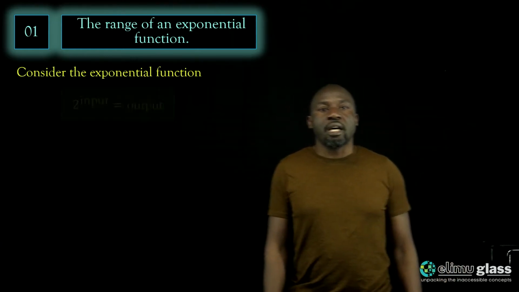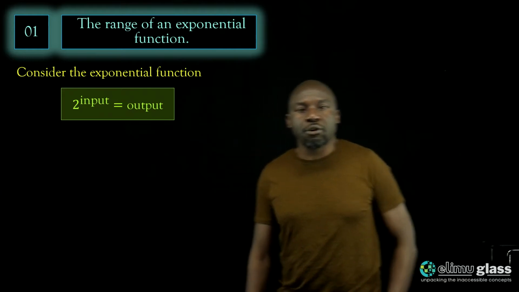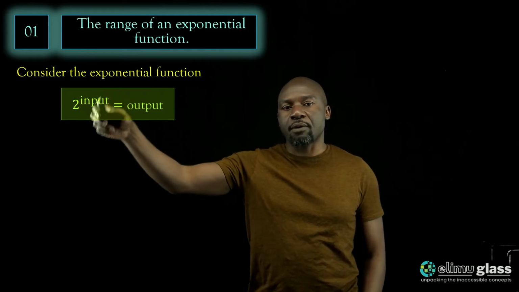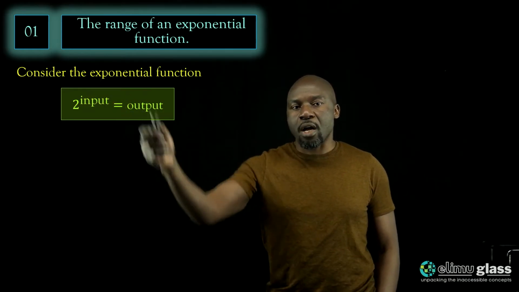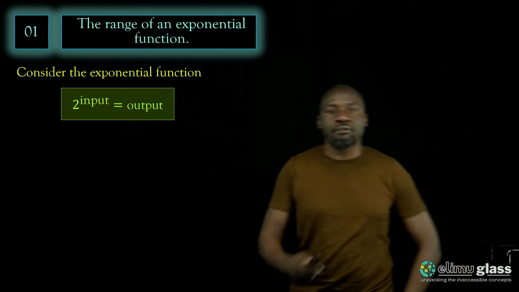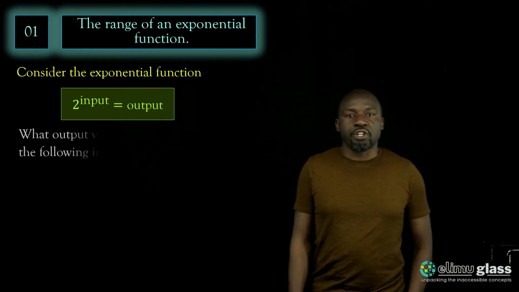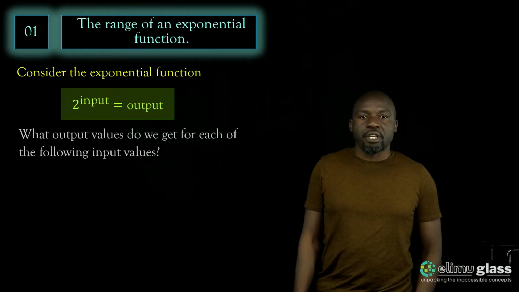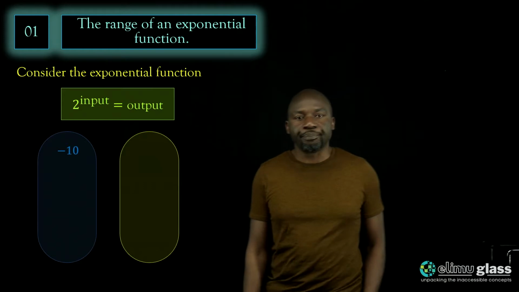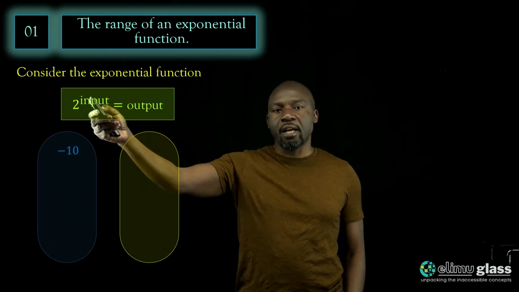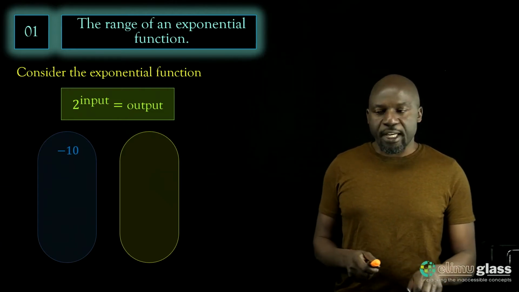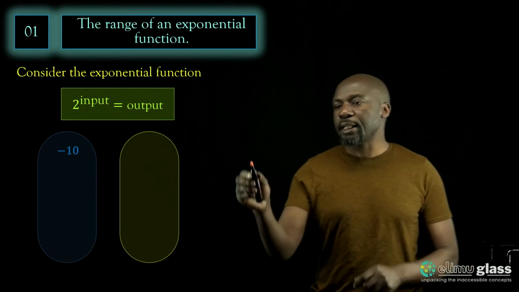So here is a general exponential function. Here we are using a as 2. So 2 to the power of x, so that's our input there, must give us a value of y, which is the output. Okay. So we want to see what happens for different values of the input. So the question is, what output values do we get for each of the following input values? All right, let's start with negative 10. So if we substitute negative 10 here, 2 to the power negative 10 is 1 over 2 to the power 10. 2 to the power 10 is 1024, 1 kilobyte, for example.